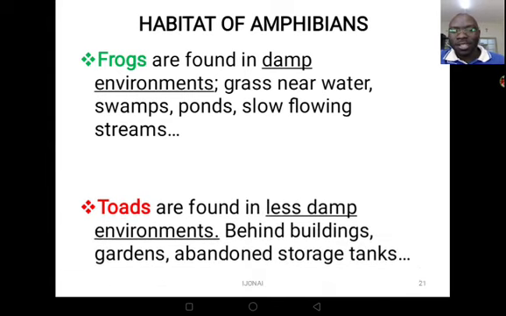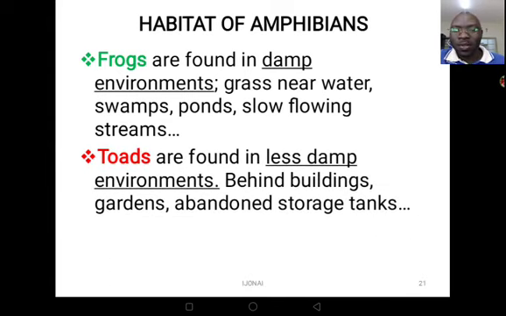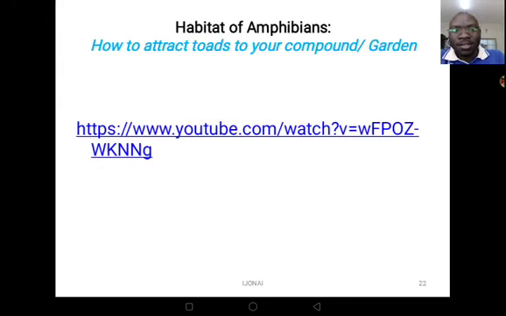And of course, the toads are found in less damp environments. For example, behind buildings, in the gardens, abandoned storage tanks, under the stones. That's where you can find them. In case you're going to look for them tonight, of course, these organisms are nocturnal. So if you are going to look for them, you have to go in the night, in the evening or very early in the morning. That's when you can find them. And in those places we have specified there.